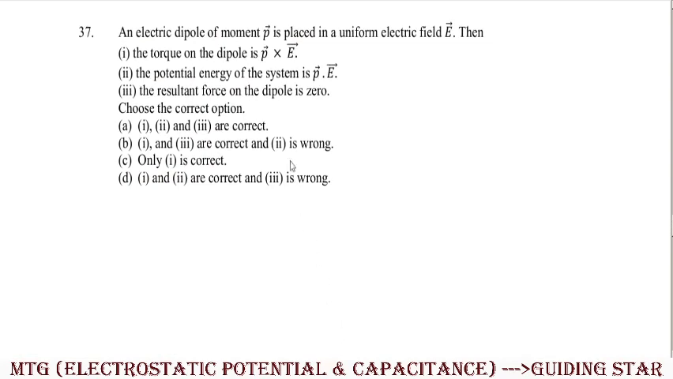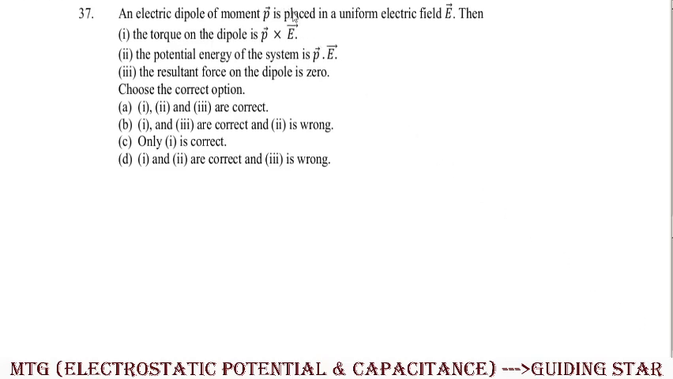Okay, moving to question number 37. An electric dipole of dipole moment P is placed in a uniform electric field E. They have given some statements. The torque on the dipole is P cross E. The potential energy of the system is P dot E. The resultant force on the dipole is 0. Here they are saying choose the correct option. All are correct, 1 and 3 are correct, only one is correct, 1 and 2 are correct, and the rest are wrong.